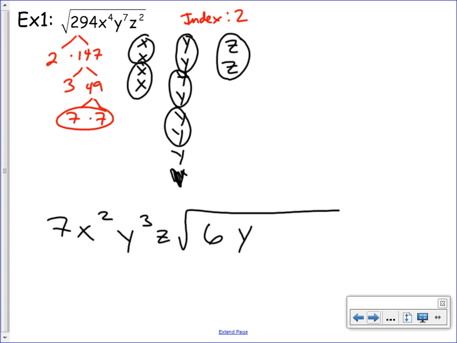Oh, it's a square root, by the way, so you're still missing that half a point. Oh, goodness.